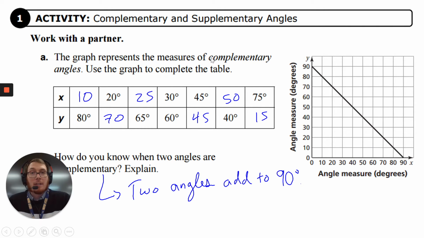When you're dealing with complementary angles, what you need to know is that two angles that are complementary add up to 90 degrees. They complement each other and add to 90.